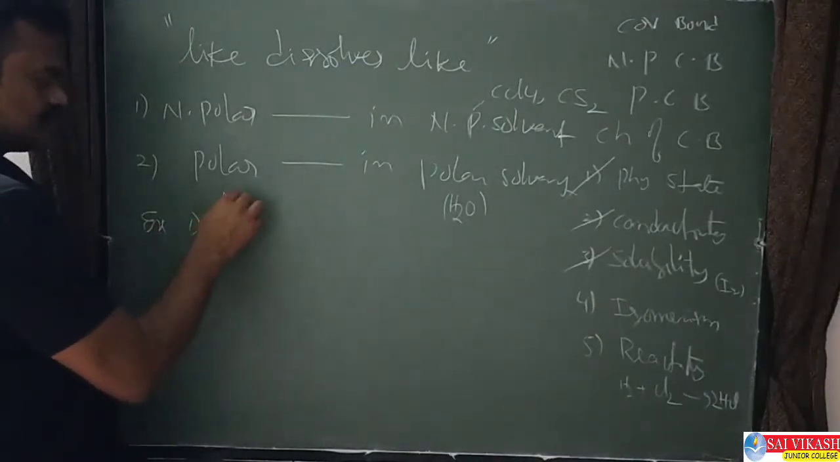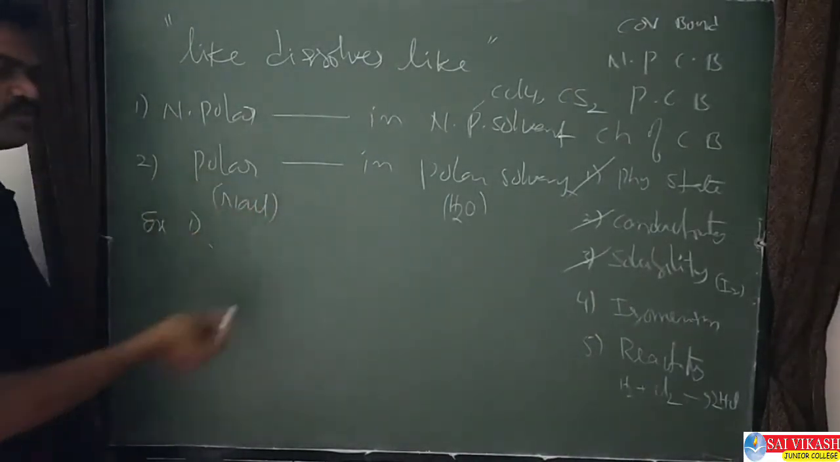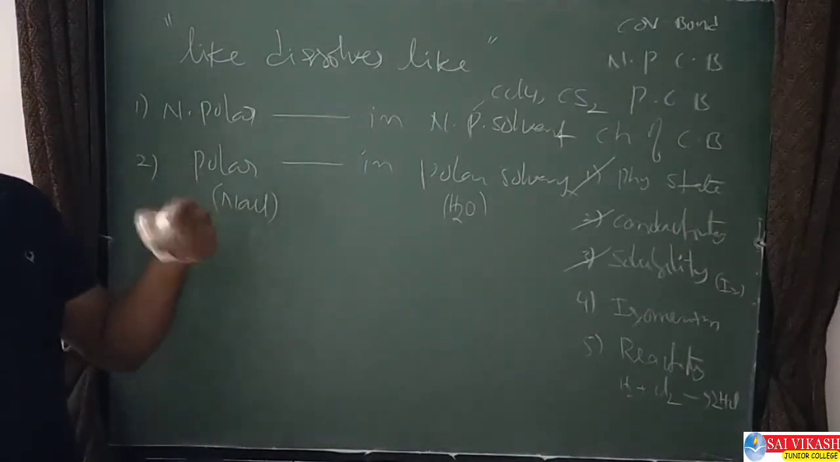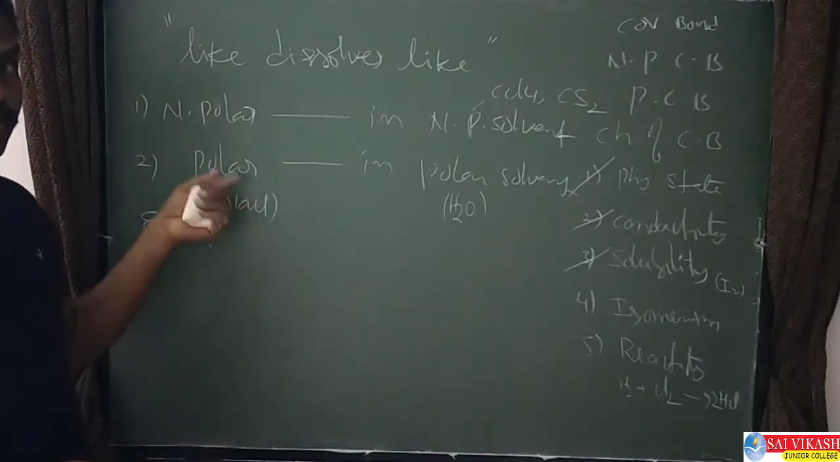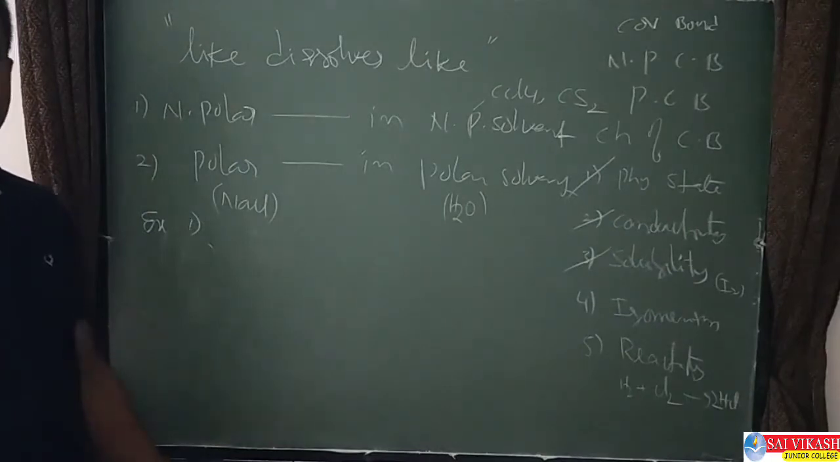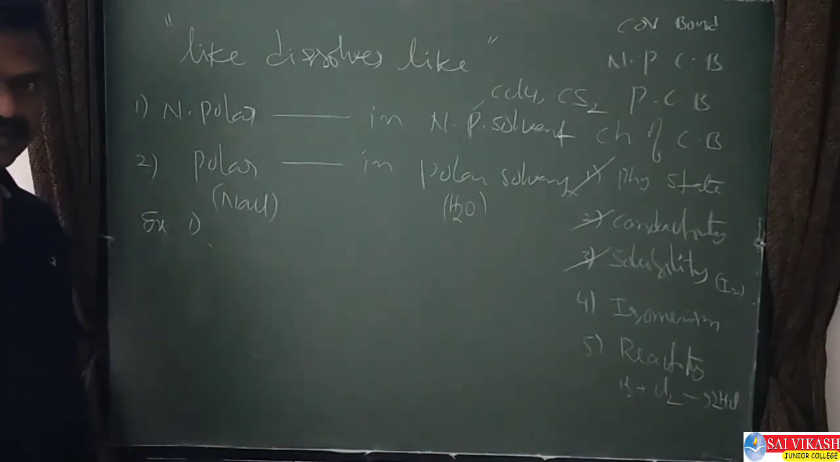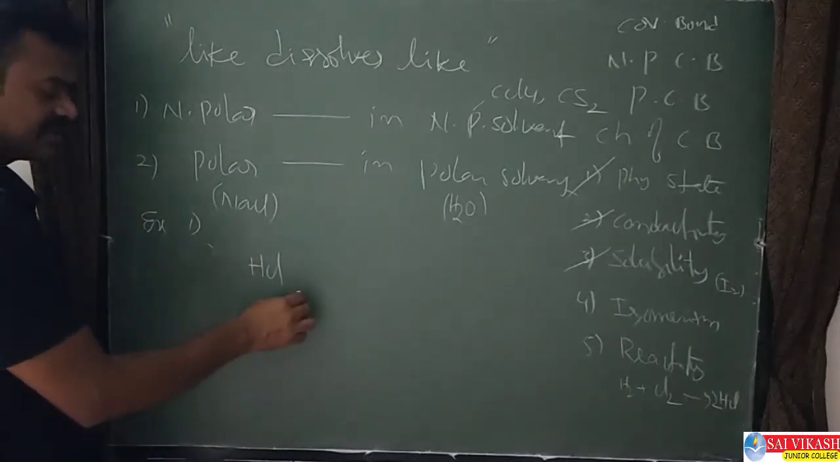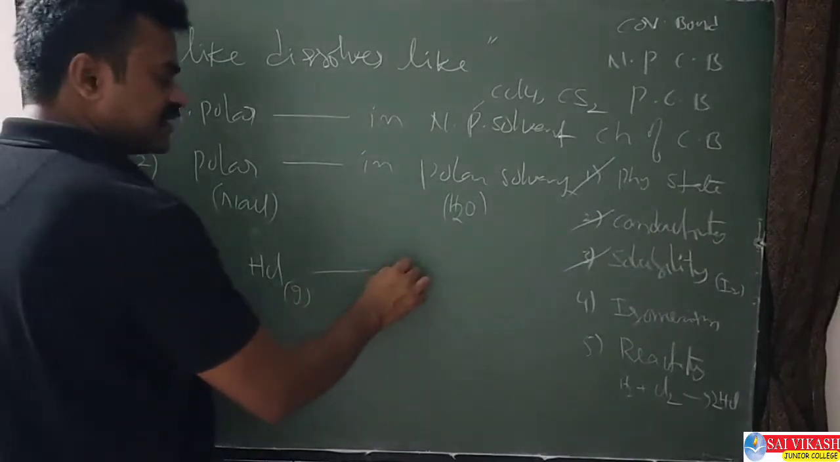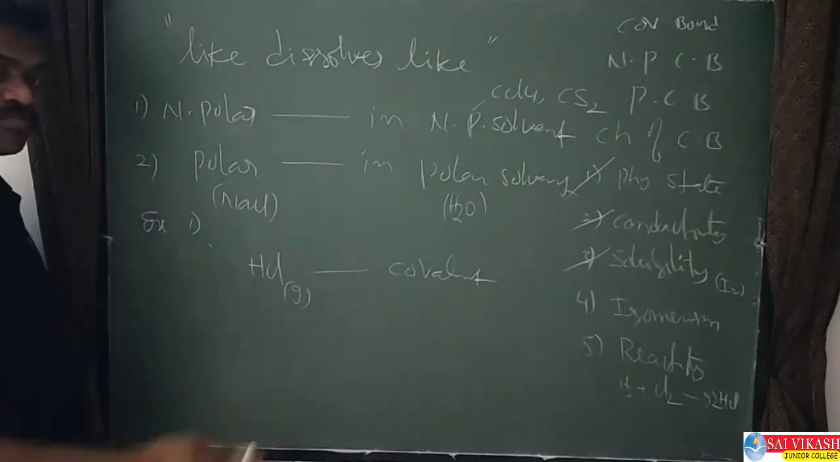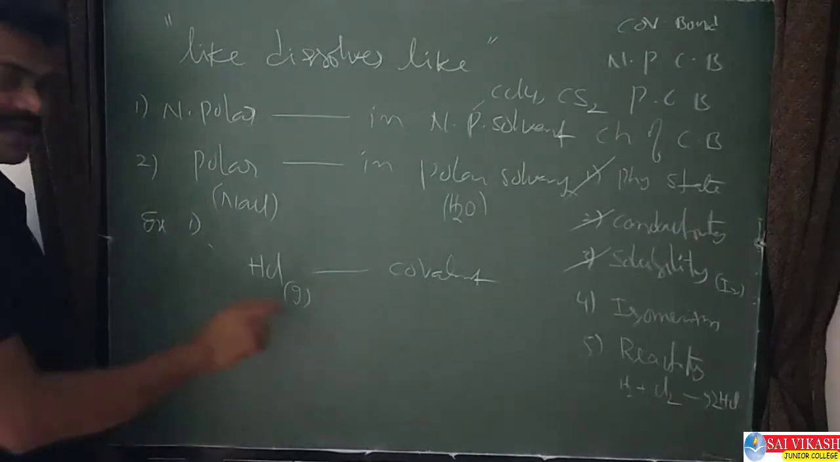Suppose you see NaCl. NaCl is polar because the electronegativity difference between sodium and chlorine is more than 1.7, so more polarity will come. So it is soluble in a polar solvent like water. Similarly, suppose you see HCl. If you take it in the gas state, it is available as a covalent compound, meaning a non-polar compound in the gas state.